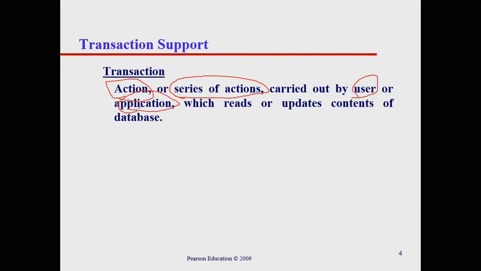So this action can be done by some user. If you apply some command, if you create some table, if you delete some table, it's a transaction. Or it can be done by some triggers, the software does it. It can be a read command. You just select star from emp, this is one transaction. Or it can be an update command.